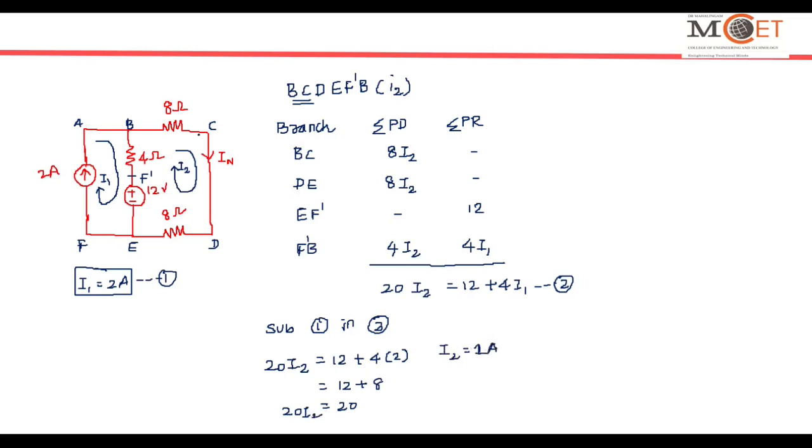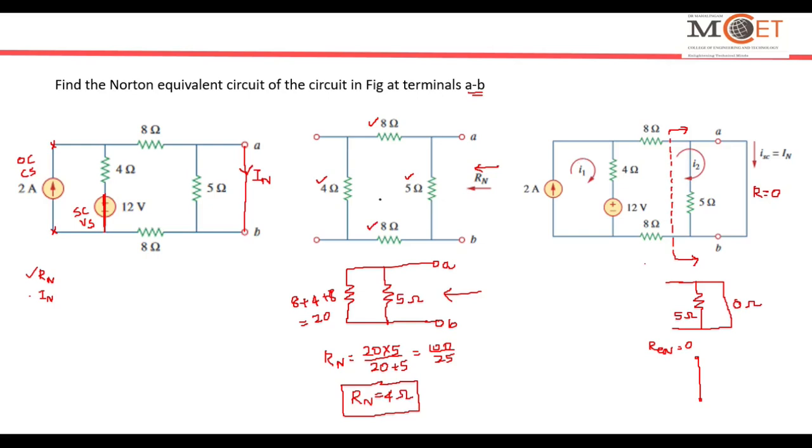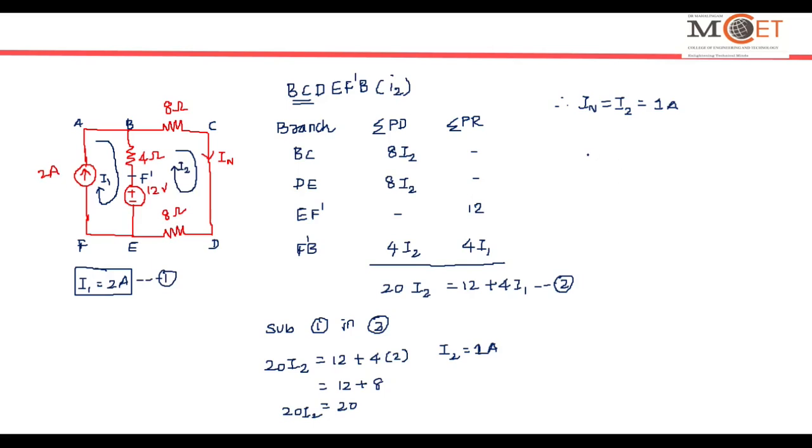As already told, I2 is nothing but IN, because in this CD branch I2 also flows from C to D, and IN is also flowing from C to D. Therefore the Norton current IN is equal to I2, which is equal to 1 ampere. So the equivalent circuit of the given network will have a Norton's resistance of 4 ohm and a Norton's current of 1 ampere, and the circuit will look something like this.